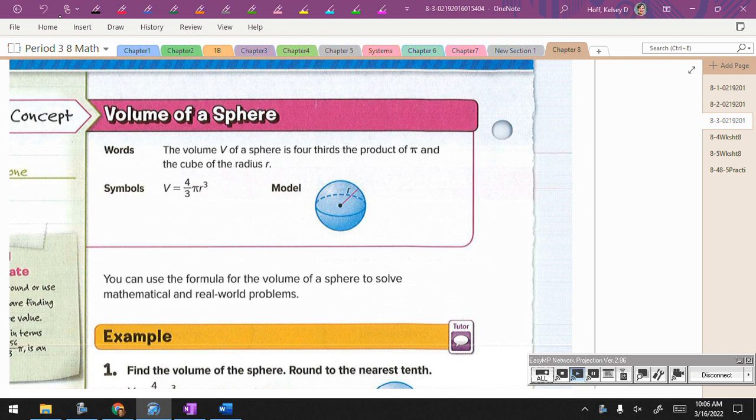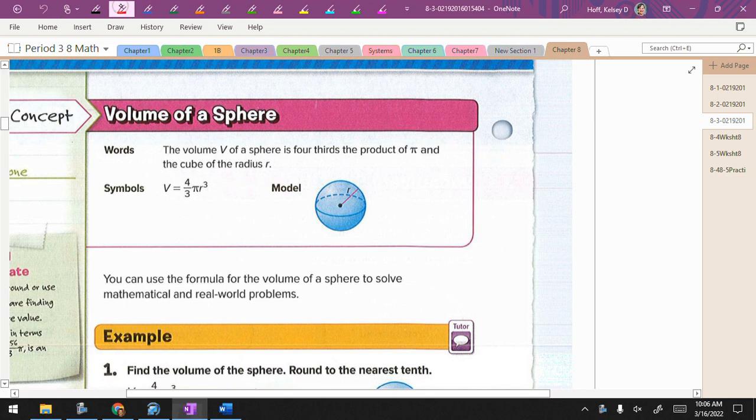Last shape today is a sphere, and this formula is way different than the other two. Okay, this one's very, very different. They write 4/3 pi radius cubed. I will tell you, Miss Hoff, just to keep track of everything, writes 4 pi radius cubed, all divided by 3, just so that we don't have to deal with that fraction 4/3, okay?